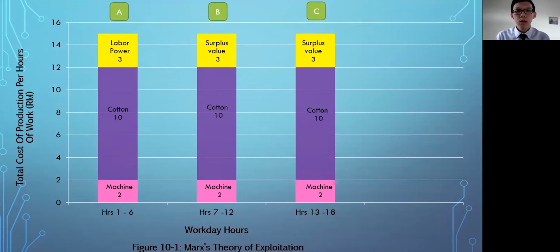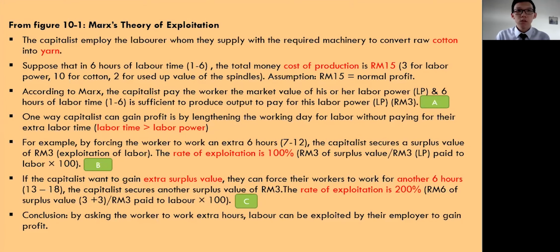This figure shows Marx's theory of exploitation. You can see 3 bars, A, B, and C. Bar A shows a normal condition. The capitalist pays the worker the market value of their labor power. However, when the capitalist wants to gain a profit, he will increase the working day without paying for the extra labor time. Hence, we can conclude that by asking workers to work extra hours, labor can be exploited by the employer to gain profit.